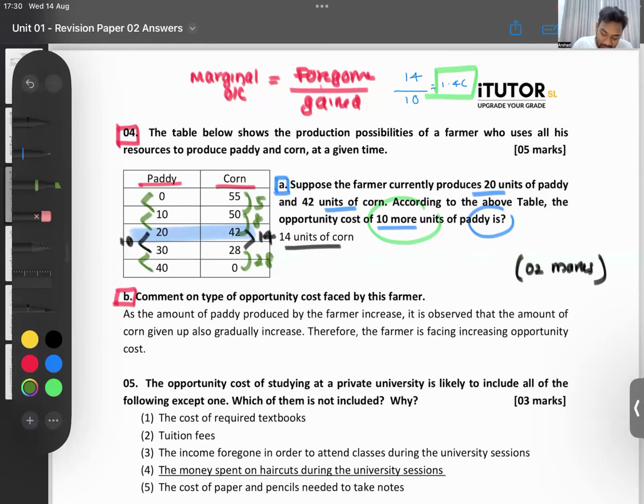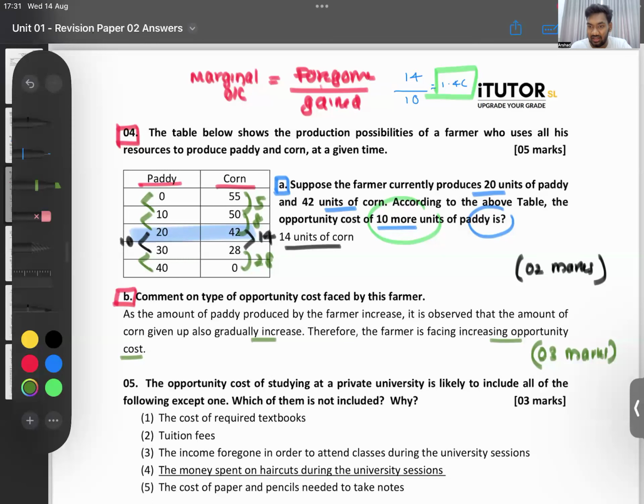Now, yes, as the amount of paddy produced by the farmer increases, it is observed that the amount of corn given up also gradually increases. The more and more paddy you produce, the amount of corn that you sacrifice, what happens? Corn starts increasing. Therefore, the farmer is facing increasing opportunity cost. So you get 3 marks for that. Is that okay? If you explain what is increasing opportunity cost and then an example. You don't have to give an example, but you have to connect to this.